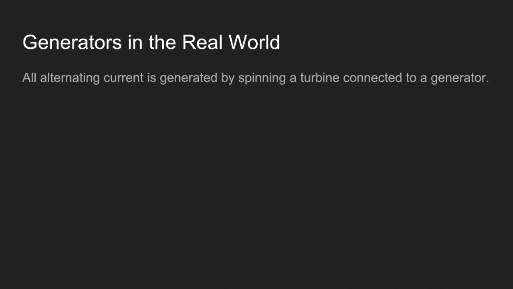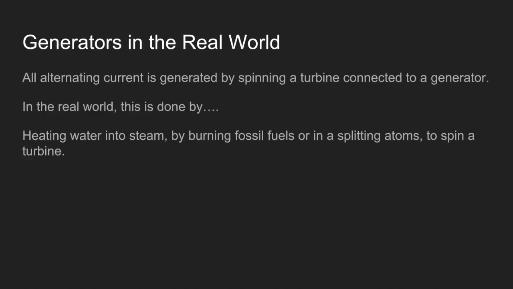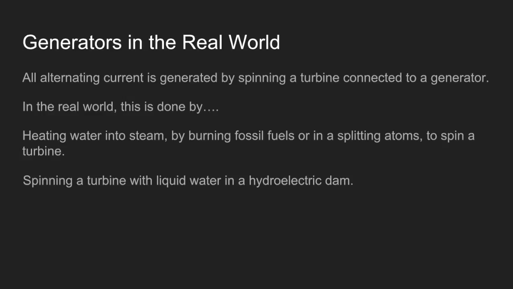Alternating current power generation all works on the principle of spinning a turbine which is connected to a generator. By harnessing the forces of nature to spin a turbine, alternating current can be generated, and that's how alternating current is generated in the real world.